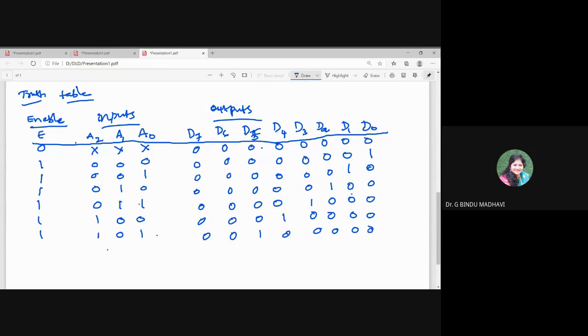Next one, 1, 1, 0. Here 110 represents D6, remaining all are zeros. Next, for the last one, all ones. D7 is 1, remaining all are zeros. Yes, ma'am. Okay. So this is the circuit truth table. All of you note down this one.